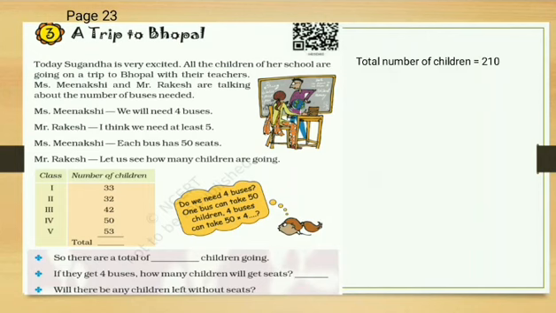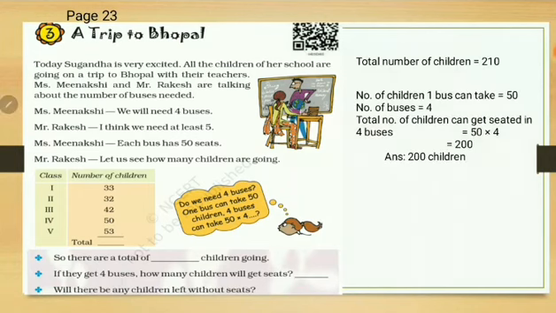To find that, we have to first see how many children can come in one bus. The number of children that come in one bus is 50, and there are how many buses? 4. So to find the total number of children which can be seated in 4 buses, we have to multiply 50 by 4. So our answer comes as 200 children. So in 4 buses, 200 children can be seated.